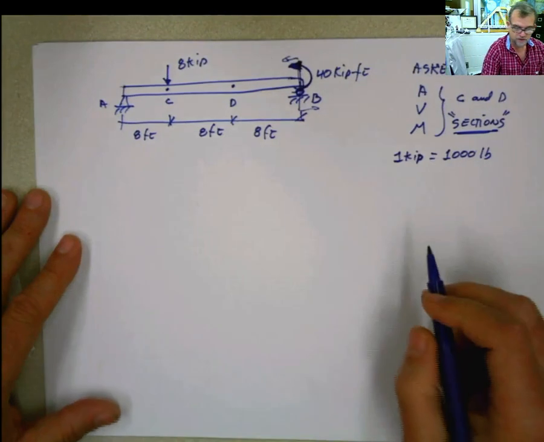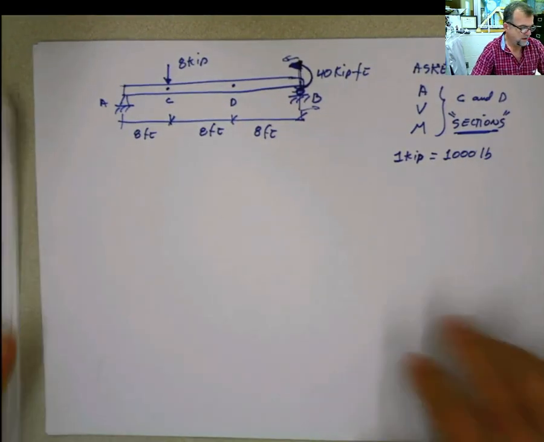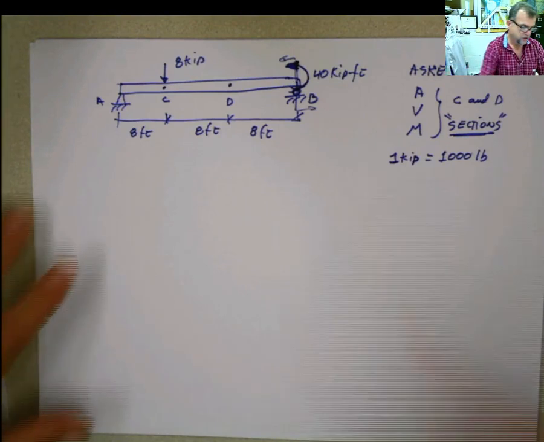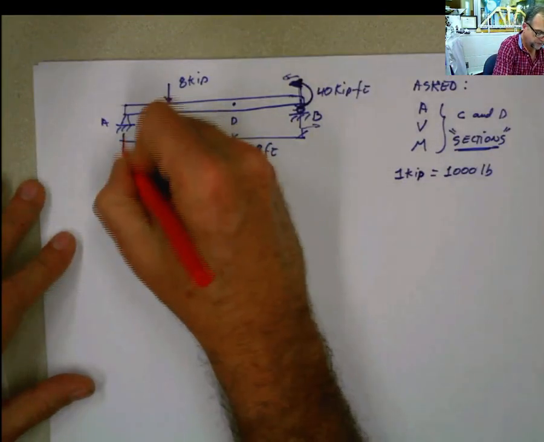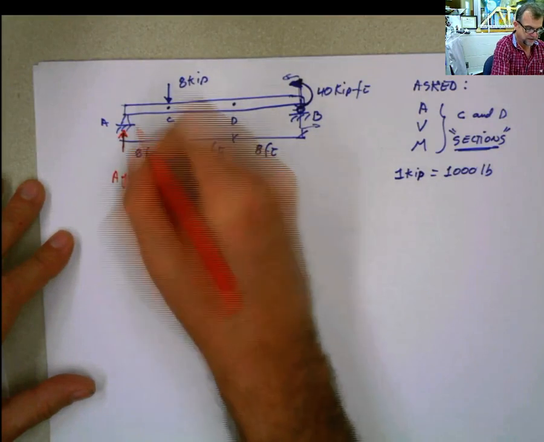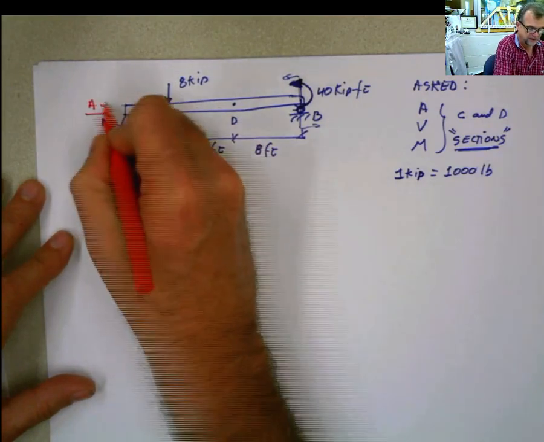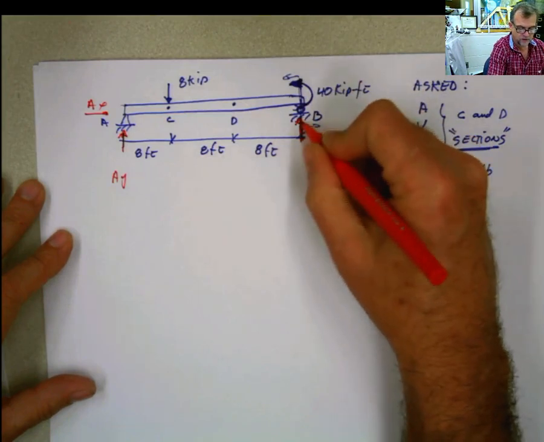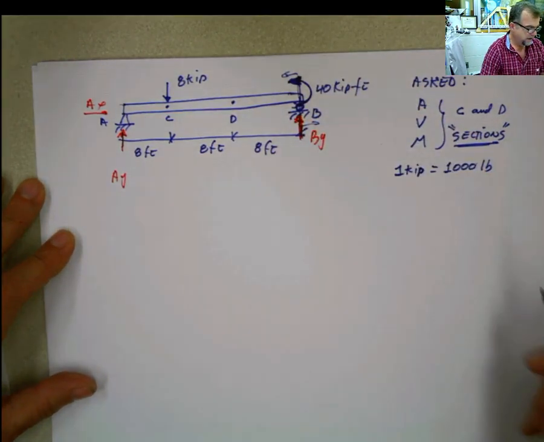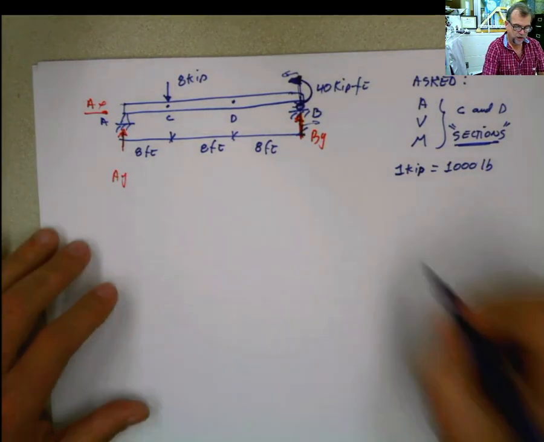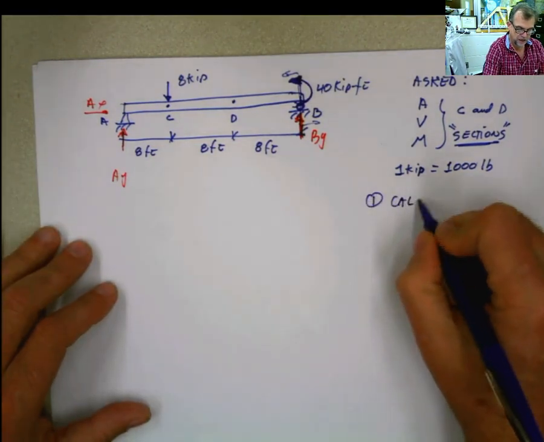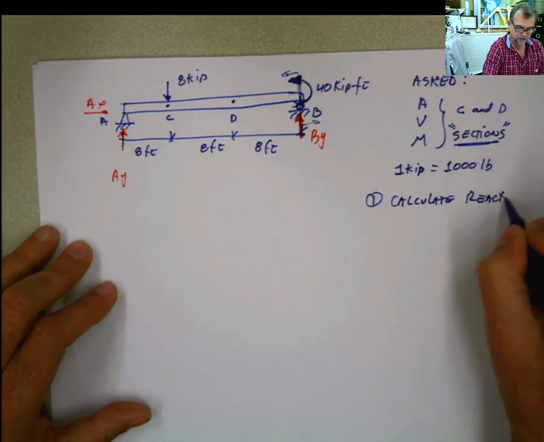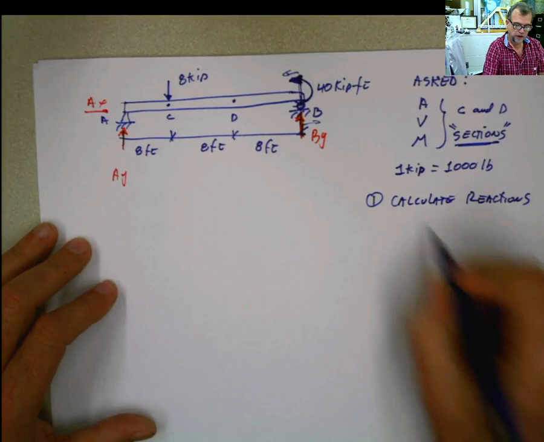So first things first, we have this problem and we have to solve it. There you go. Reactions. AY, this is a pin. AX, this is a roller. BY. Those are my reactions. We start by calculating the reactions. How do we calculate the reactions?